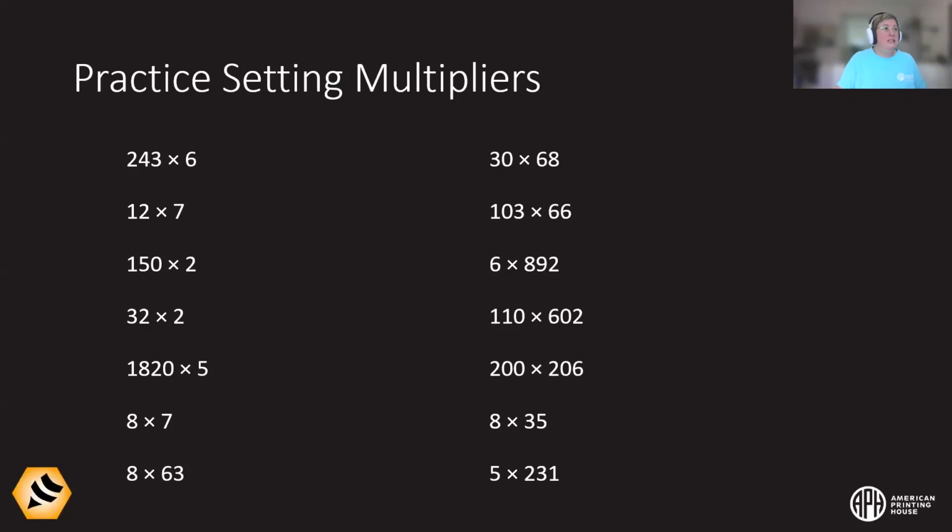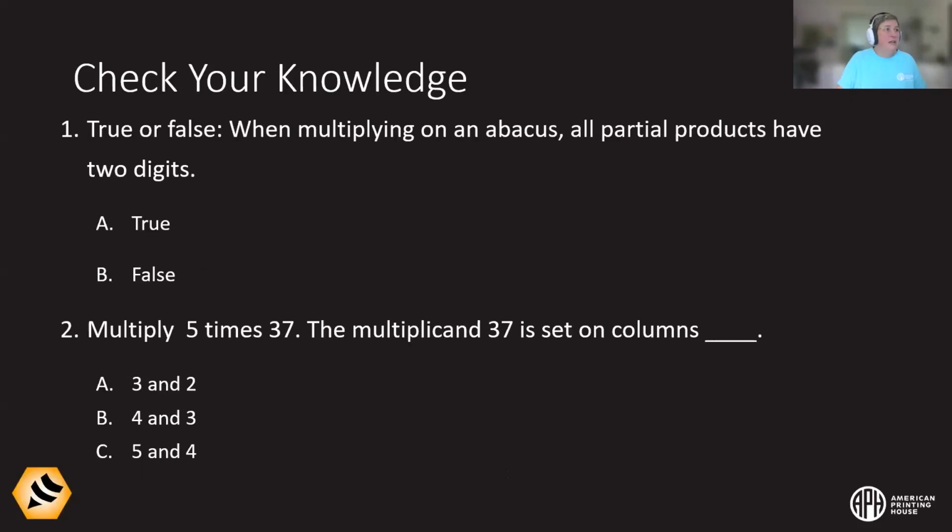Okay, let's see what you held onto. The very first poll asks you, true or false, when multiplying on an abacus, all partial products have 2 digits. True or false? And then, multiply 5 times 37. The multiplicand 37 is set on which columns?